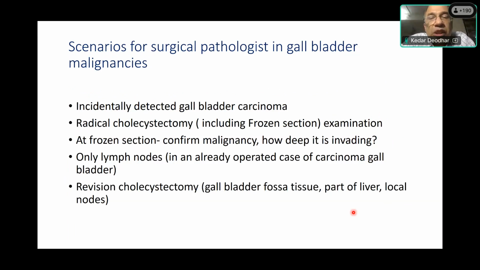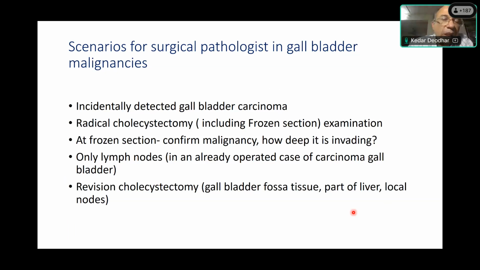So the scenarios for surgical pathologists in gallbladder malignancies are that either we face incidentally detected gallbladder cancer, or we look at a radical cholecystectomy, where there is a fair amount of suspicion of malignancy on the radiology, and that's why we receive not only the gallbladder but also the local nodes and a part of the liver parenchyma along with this. This is radical cholecystectomy, and we do frozen section in our hospital to delineate whether cancer is present or not, and if cancer is present, how deep it is going. Can we tell that in a frozen section slide?